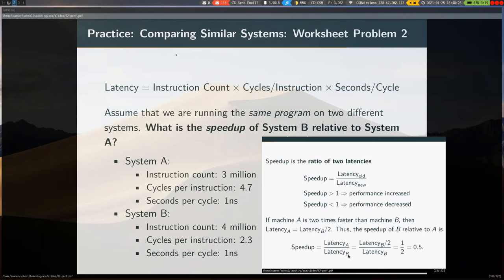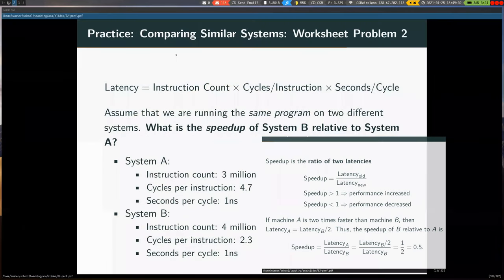Yeah, this is a great question. The question was, which one do you put on top? Which one do you put on the bottom? One other way of thinking of this: this slide has old over new. Another way of thinking about this is reference over your new innovative idea. In this case, your reference system is system A, and your new innovative thing is system B. Does that help clarify that? Yeah, that does help. Okay.